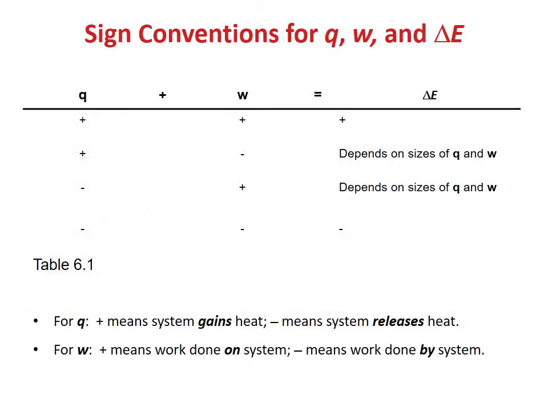In summary, when the system absorbs heat from the surroundings, the system gains energy, and heat is positive. When the system releases heat to the surroundings, the system loses energy, and heat is negative. When work is done by the surroundings on the system, the system gains energy, and work is positive. When work is done by the system on the surroundings, the system loses energy, and work is negative.